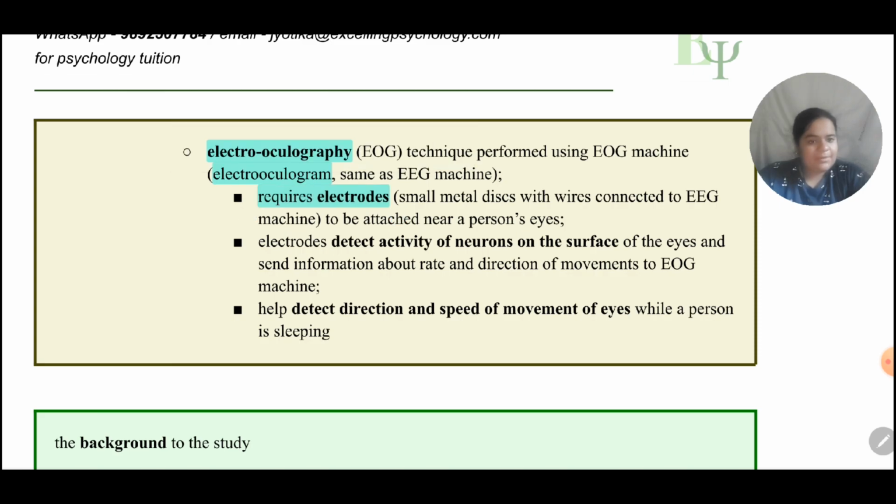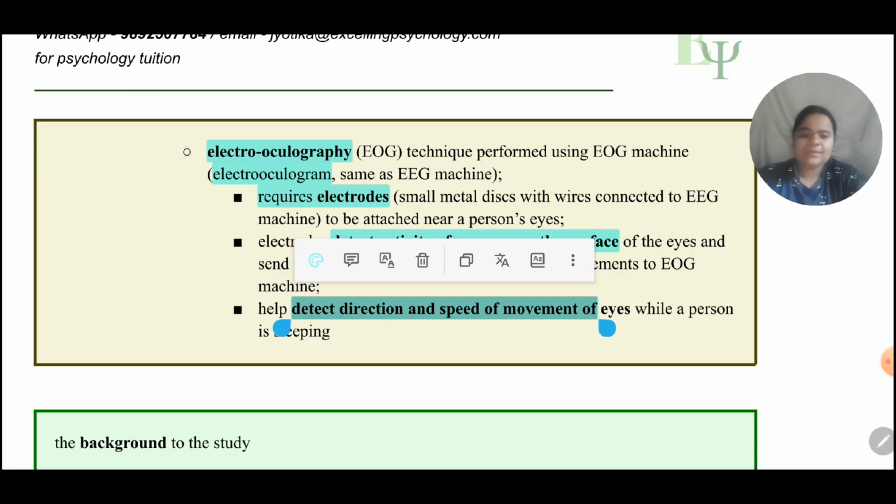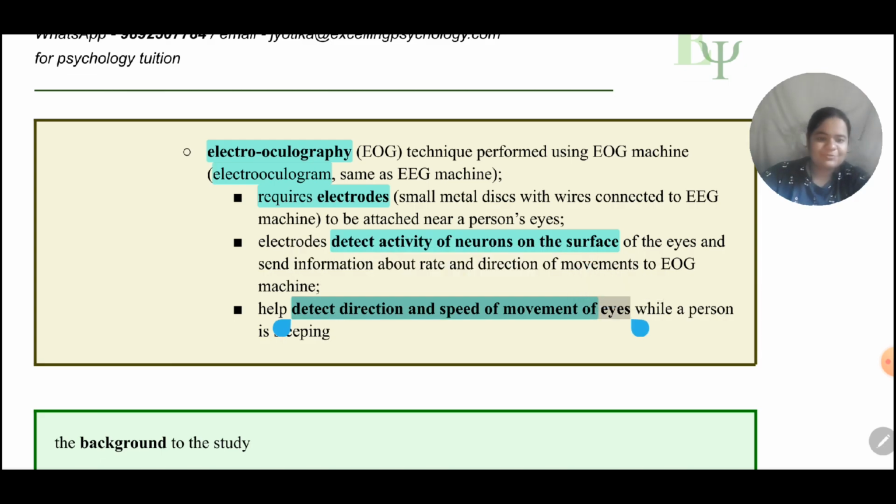Now EOG requires, in the same way that EEG requires that electrodes be attached to the person's scalp, that electrodes be placed near his eyes, and in the same mechanism there will be metal discs picking up electric information of the neurons near the eyes, and they will send it by means of wire to the EOG machine. And so we come to know the direction and speed of movement of the eyes. This completes the psychology being investigated.